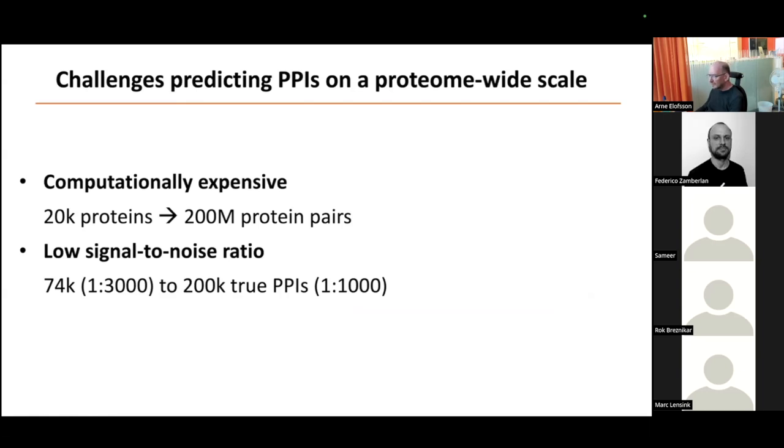Another very important thing is that if you are doing this PPI screen, you are facing an extremely low signal to noise ratio. Let's again take human for example. Although you have 200 million protein pairs, it is estimated that the true interactions in the human proteome are only about 74,000 to 200,000. This corresponds to a signal to noise ratio of 1 to 3,000 to 1 to 1,000. That means for every 1,000 possible random pairs, you are trying to predict only the one pair that is interacting.